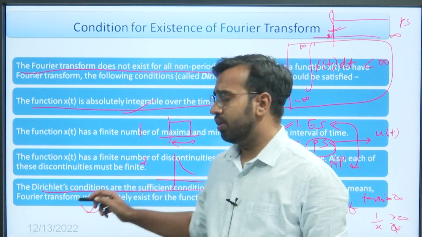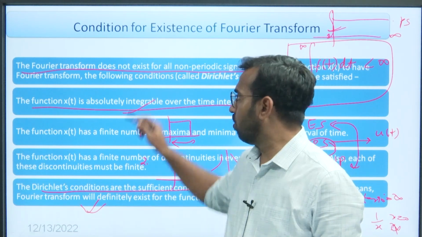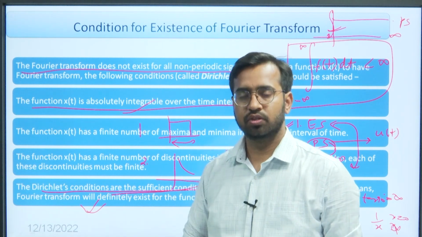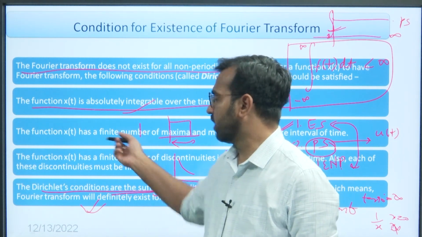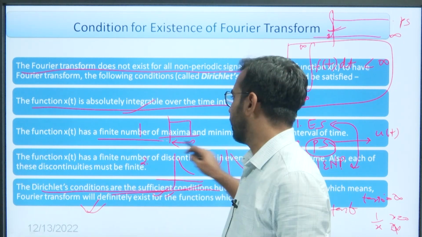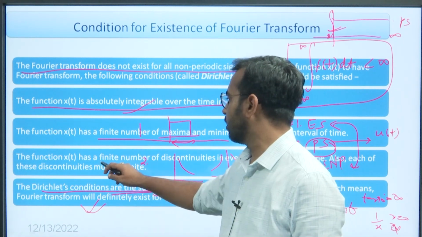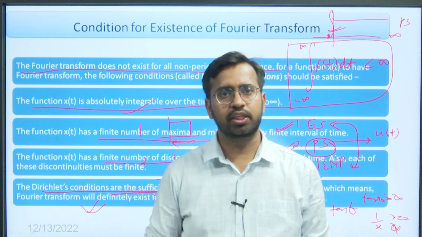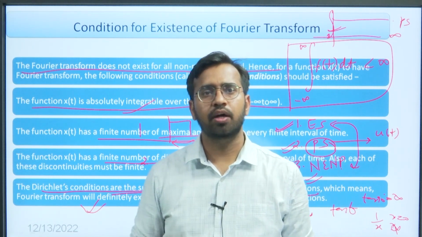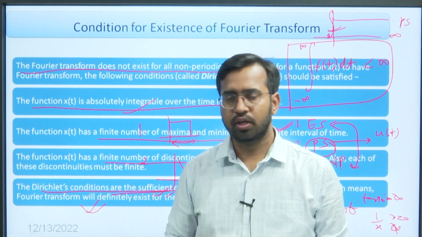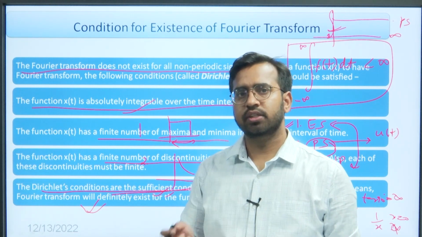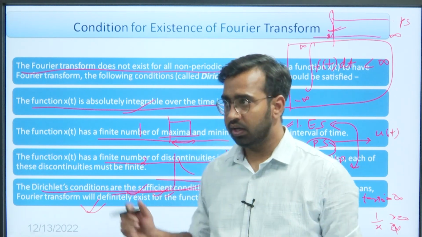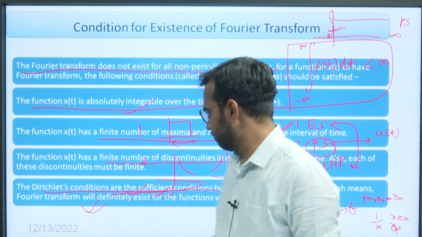So, always remember, in case of Fourier transform, these three conditions are sufficient conditions, but not necessary conditions. Just remember this point. The rest two points are the same. What is the second point? The function has a finite number of maxima and minima, and the third point is the function has a finite number of discontinuities. These both conditions are similar to those of Fourier series. But the only change from Fourier series to Fourier transform is that here the condition is sufficient, not necessary. So, you have to keep this in mind.